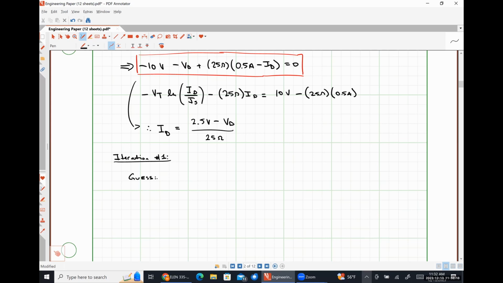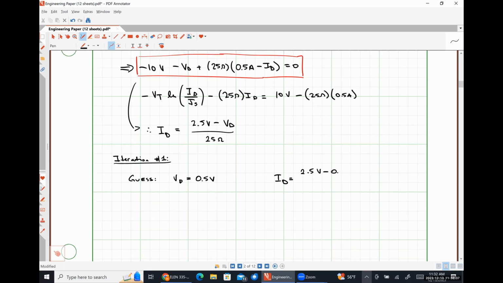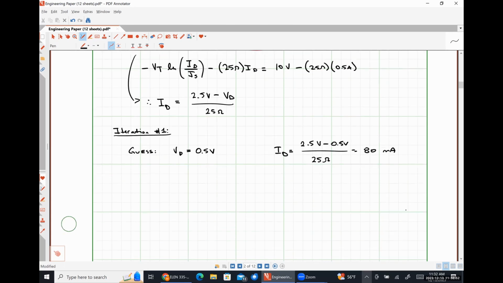Okay. All right. So let's say, since we're dealing with something generic here, we start with a guess of VD is equal to 0.5 volts. And now we solve for the quantity ID. So we'll have 2.5 volts minus 0.5 volts over 25 ohms. This comes out to be 80 milliamps.